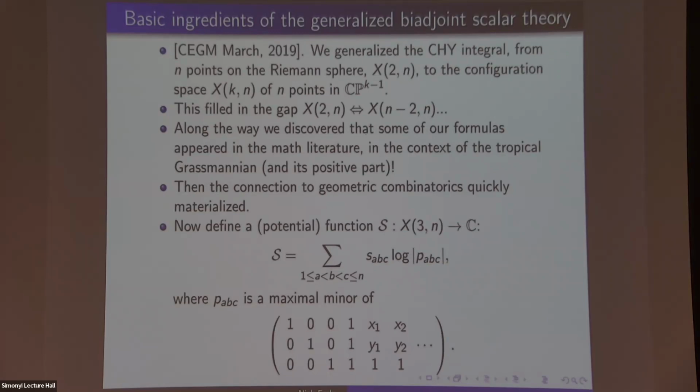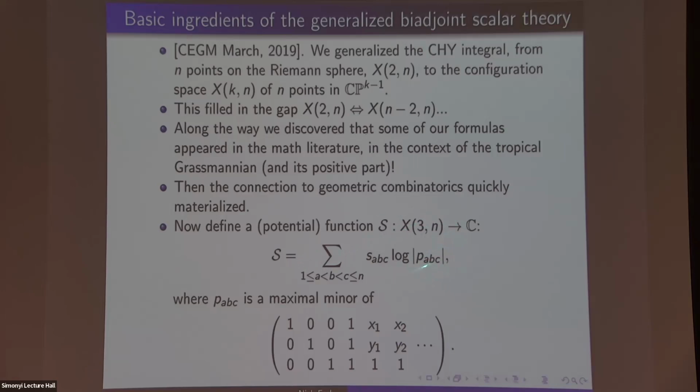Okay, so we have to define the scattering equations for Xkn. So here, the scattering potential for (3,n) is the following: you have a log of the 3 by 3 minor, multiplied by a generalized Mandelstam invariant. We'll assume that these are just complex parameters. We're not going to make any sort of specialization to the momentum vectors. So just take them to be complex numbers. You have to satisfy some identities in order to make it well-defined in X3n.